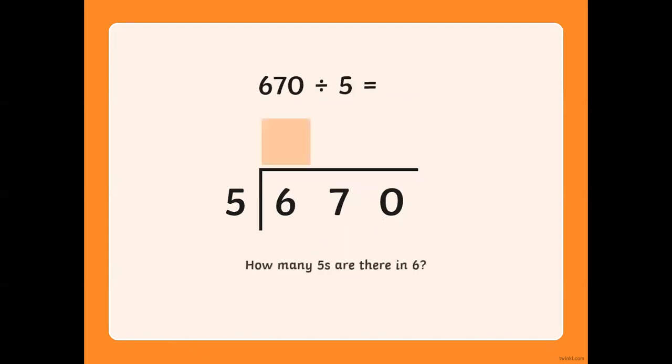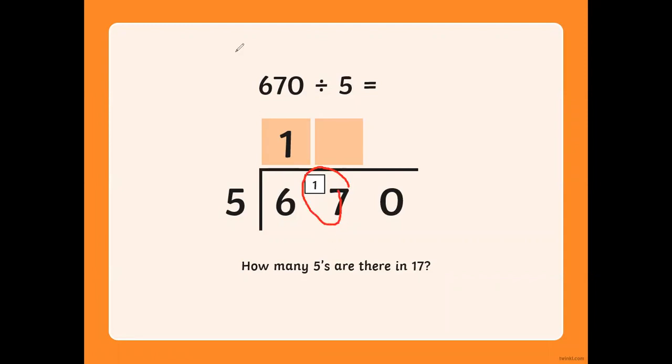Let's look at another question. 670 divided by 5. First of all, ask yourself how many 5s are there in 6. There's only one 5, and there is a remainder. So 1 times 5 is 5. 6 minus 5 is 1. So you carry up that 1 to the 7. And now you have 17 divided by 5.